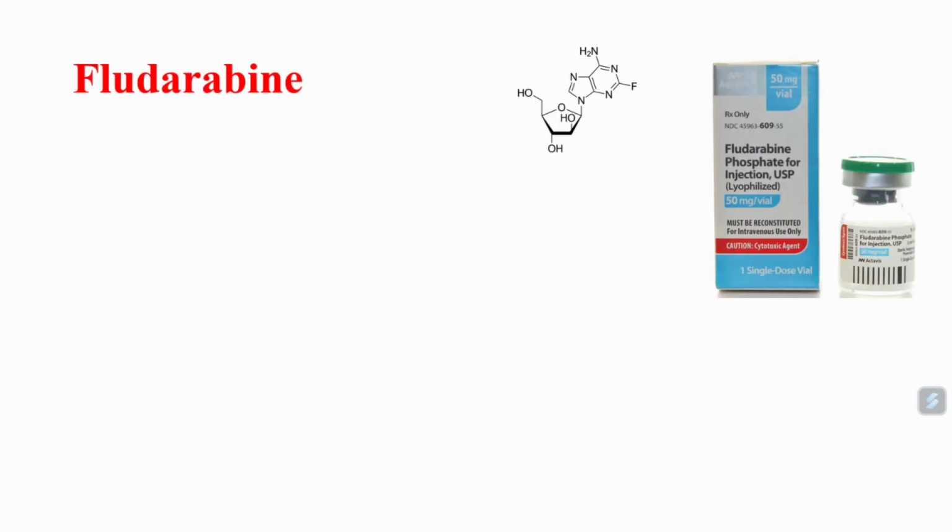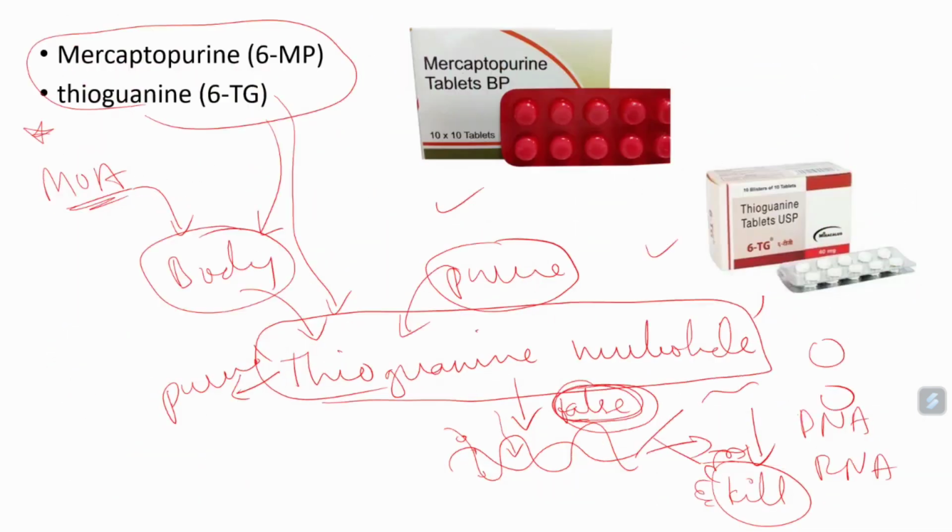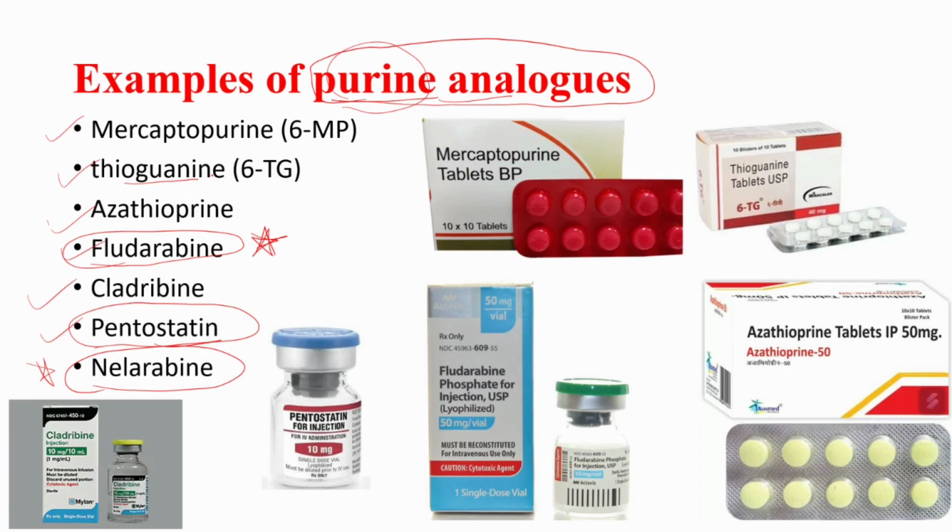Now the next drug we'll discuss is fludarabine. Actually, mercaptopurine, thioguanine, and azathioprine, these three are very, very similar. Azathioprine, in the body, will again be converted into 6-mercaptopurine. So again it is very similar to 6-mercaptopurine. So it is not necessary for us to study azathioprine. Its pharmacokinetics and so on have a few changes, I'll try to tell that. But now we'll focus on fludarabine.